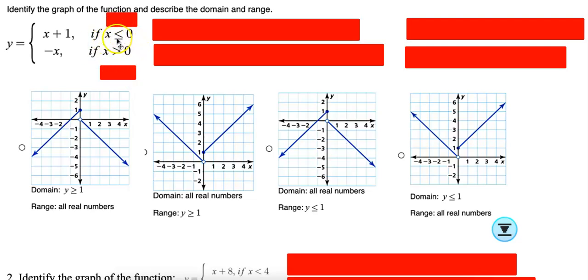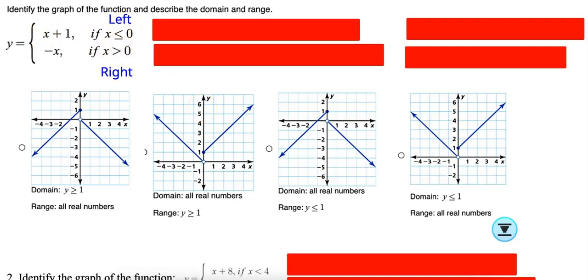So if x is less than or equal to 0, that is a fancy way of saying that's the left side of the graph. So to the left of 0, here is our function. Over here, I've got to the right of 0. So you can see I've got a left side and a right side. So that's going to help us out.